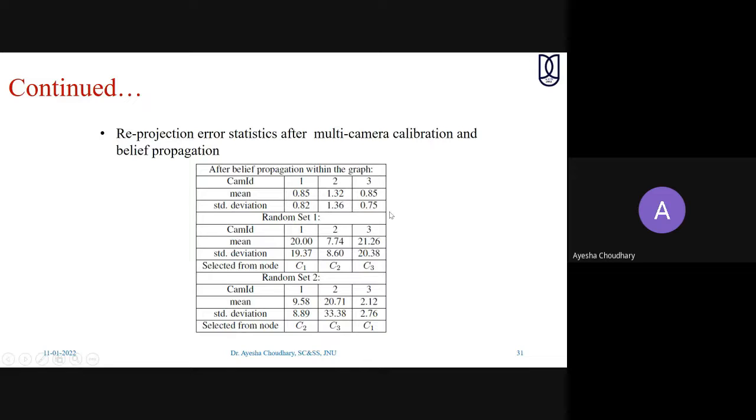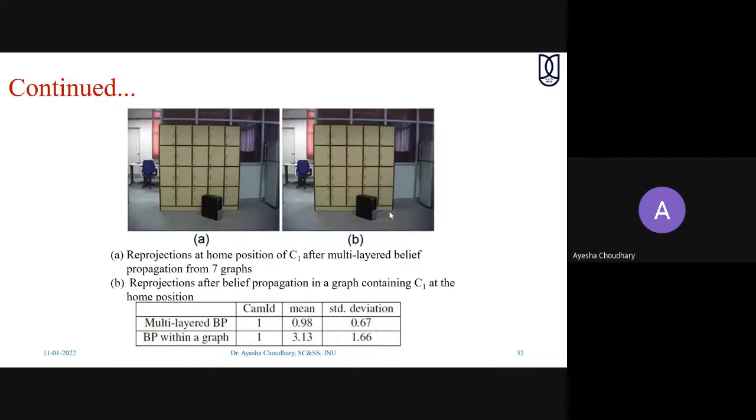So this is how belief propagation can be used to update parameters and get a consistent calibration for the sensor. Again, this is reprojection at home position of C1 after multi-layered belief propagation from 7 graphs. So 7 parallel graphs, and this is reprojection after belief propagation containing C1 at the home position.